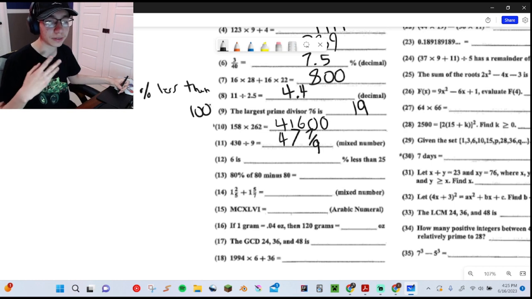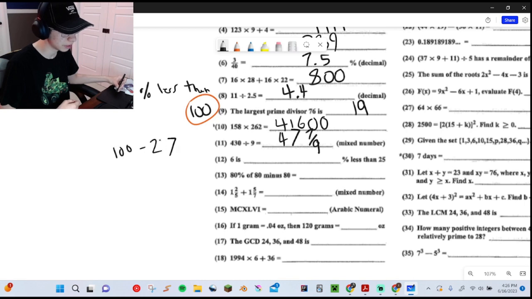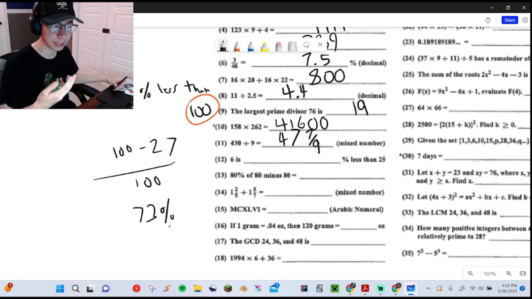The way I'd solve for that percentage is I would take the difference of this number and this number, so 100 minus 27, and put it all over 100, this number here. This would give me 73%. And so I'm going to use that same formula for number 12.